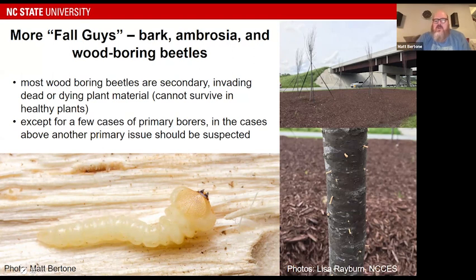So most wood borers, the majority of wood borers, ambrosia beetles, and bark beetles are secondary. They're a symptom of a stressed plant or a plant that's conducive to them feeding on it. They won't develop in healthy plants. And in fact, some wood borers will actually girdle plants specifically to make them unhealthy because they can't survive in a healthy plant. There are a few cases of primary borers. For instance, red bay ambrosia beetle will attack healthy bay laurels and sassafras and things like that. There are certain pine beetles that will attack pines, but they're very sporadic.